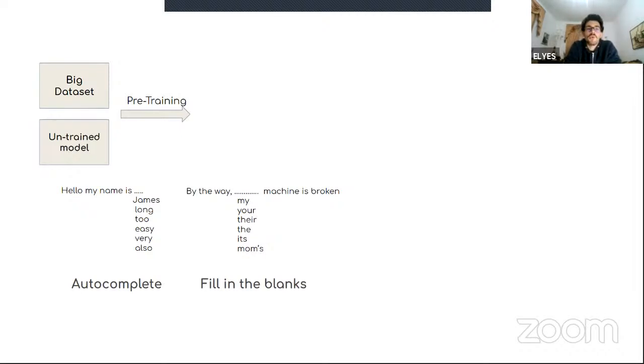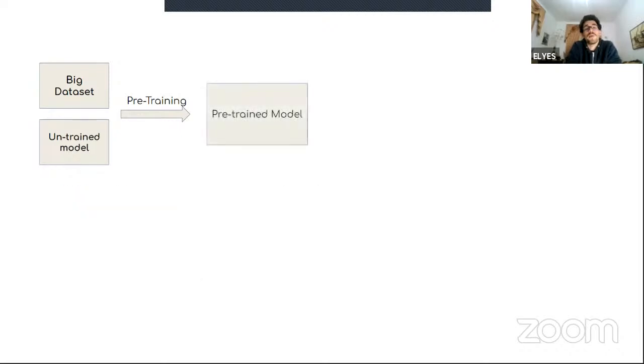In this case, a really well pre-trained model is one that can give you a number of awesome suggestions for a given sentence, like "hello, my name is": well, James, long, too, easy, very, also are all possible candidates. And the same goes for fill-in-the-blanks. If your model can suggest something like this, then it's a well pre-trained model, meaning that it has learned really well the underlying patterns in the raw dataset. And we can see this even better by taking the embeddings. If you remember, we talked about embeddings.